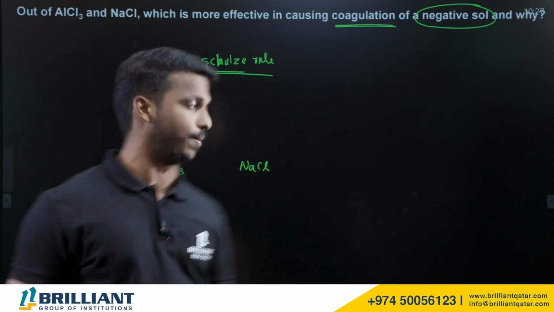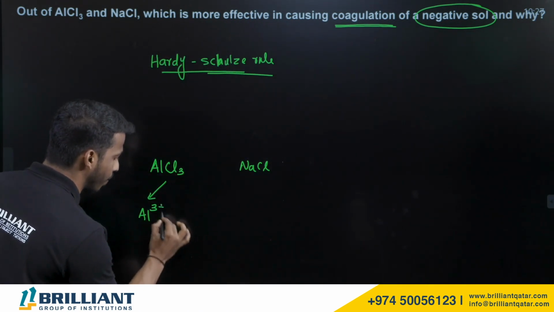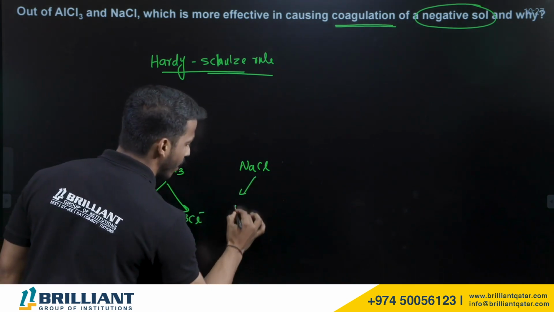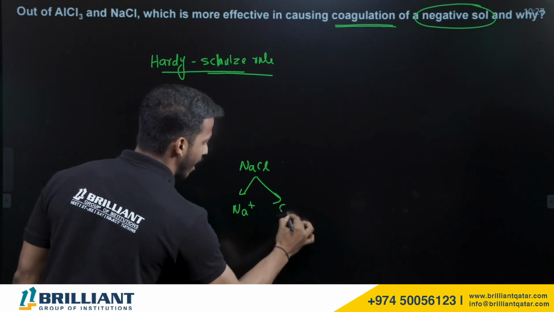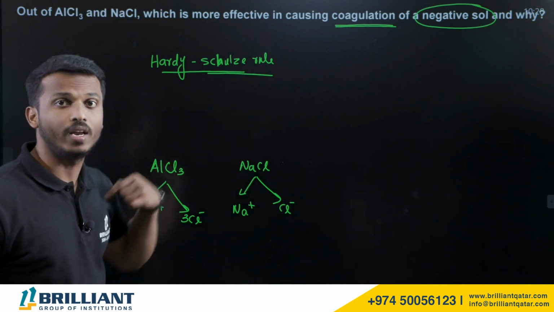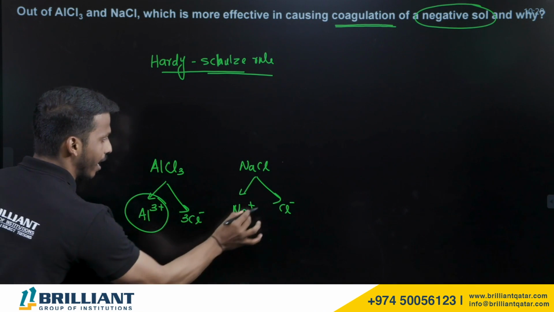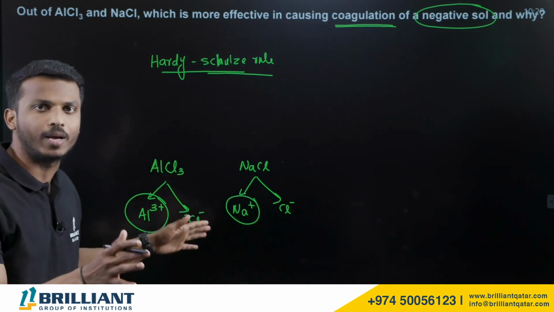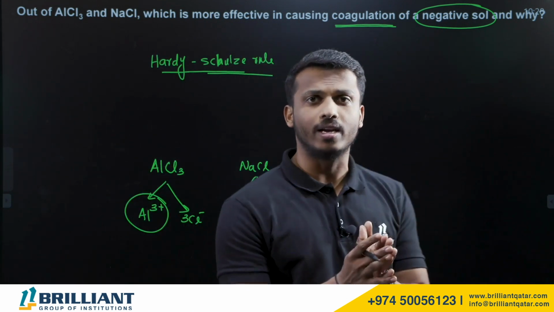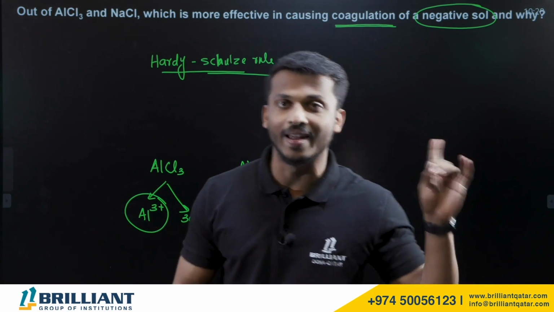Here AlCl3 has Al3+ ion and 3 Cl- ions, and NaCl has Na+ and Cl- ions. Dear student, your colloid is a negative colloid, so we need a positive species to coagulate. The positive species are Al3+ and Na+. You don't need to bother about the negative charges. Now, which is the best electrolyte to coagulate your negatively charged colloid?